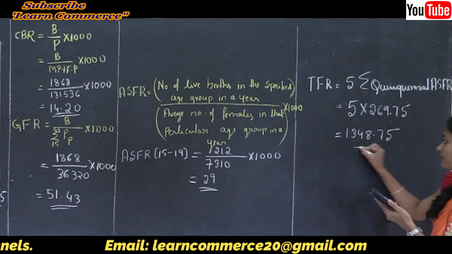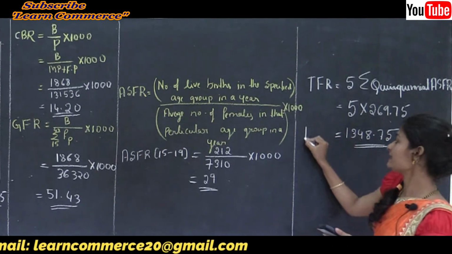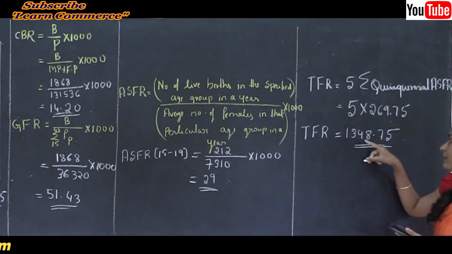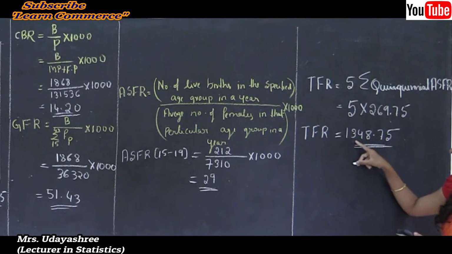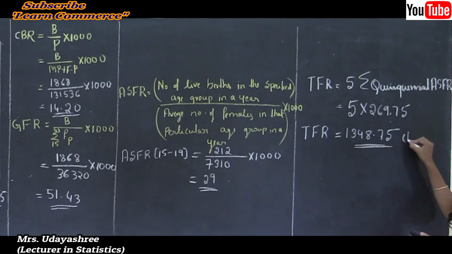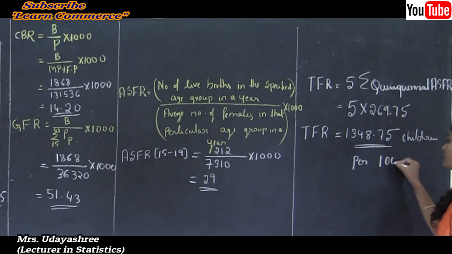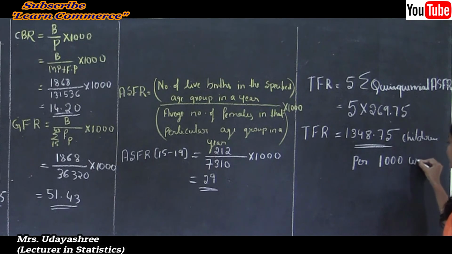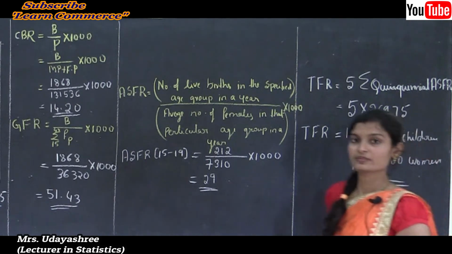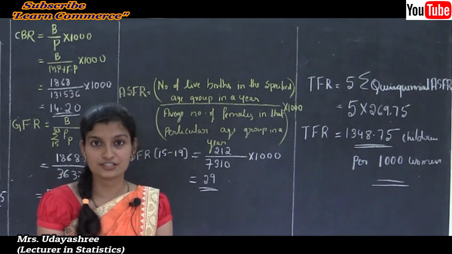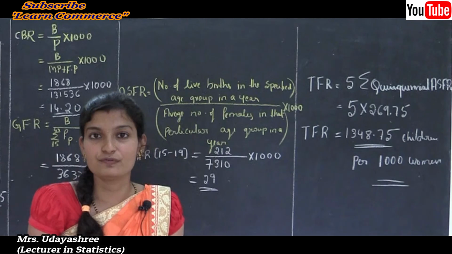This is equal to 1348.75. This value indicates that TFR is 1348.7, in the sense 1,349 children per 1000 women. This is the important problem on measures of fertility rates. Thank you for watching this video.